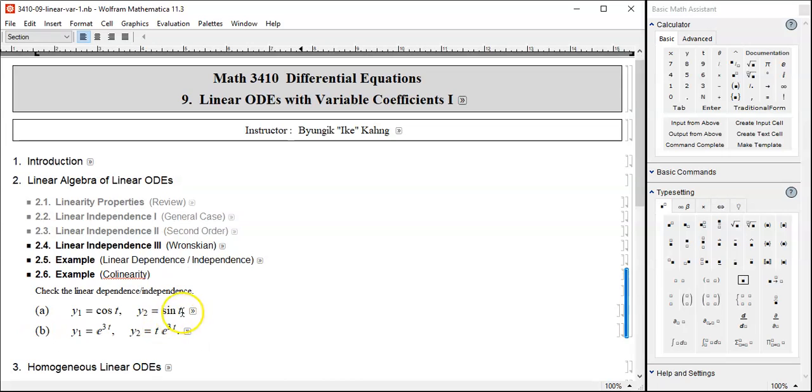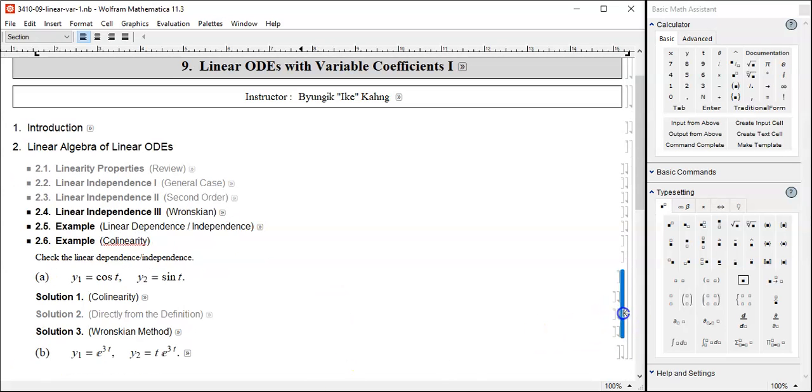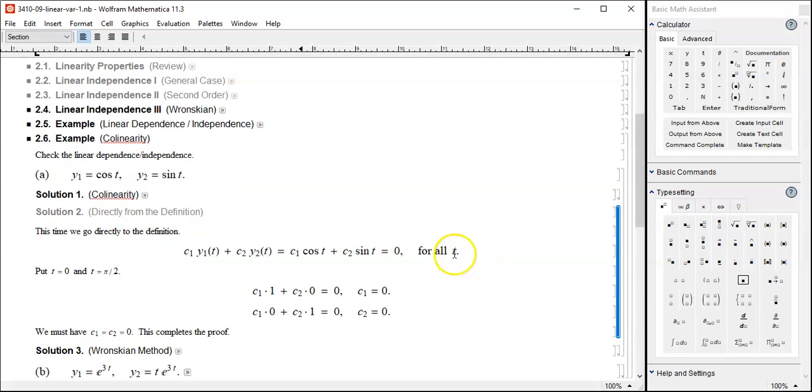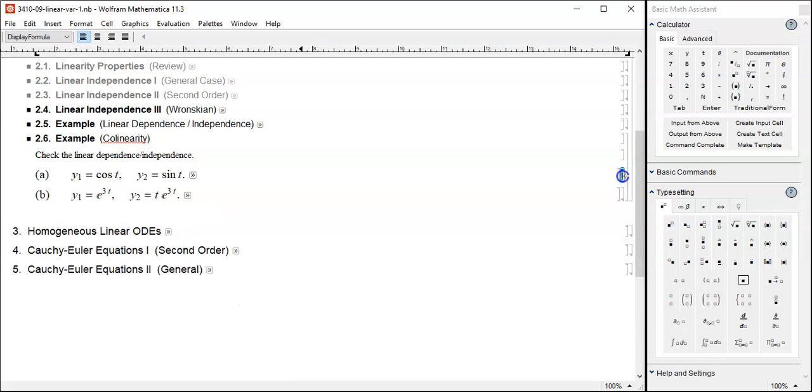For example, if you want to check if these two functions, cosine of t and sine of t, are linearly independent or not, you can put those into the definition and take this linear combination constantly equal to 0 and plug in some t's and then solve the system of linear equations. Okay, not too bad, but it's tedious.